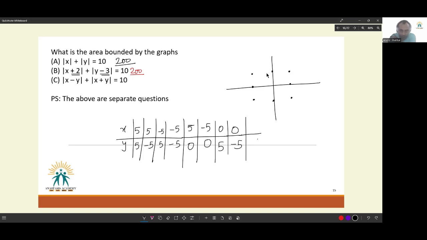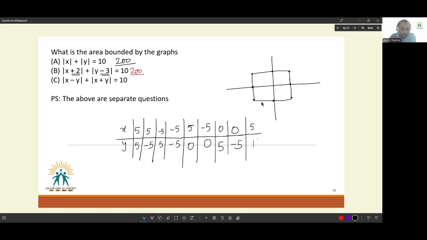Now, would it work if x was taken as 5, and y was taken as 1? Would it work? 5 minus 1 would give me 4. 5 plus 1 would give me 6. 4 plus 6 does give me 10. So this is also an acceptable point, which should give you an indication. This will now be a straight line, this will now be a straight line, and this will now be a straight line.